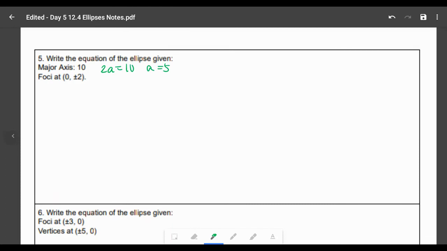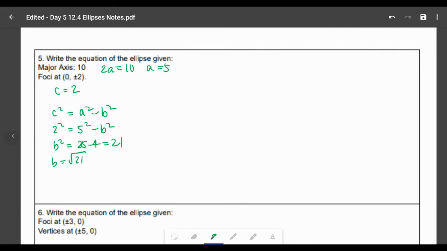If the foci are at (0, ±2), that tells me that c is equal to 2. And since I know a and c, I can find b. For all ellipses, c squared is equal to a squared minus b squared. So I've got 5 squared minus b squared equals 2 squared. If I add b squared to the other side, I get b squared equals 25 minus 4, which equals 21. So b is equal to root 21.